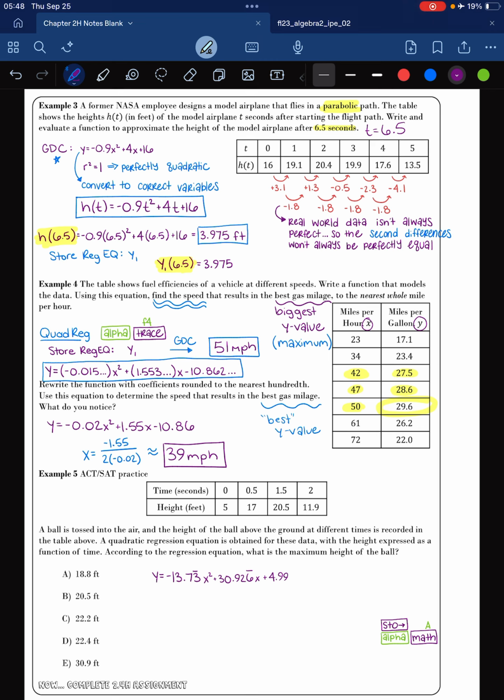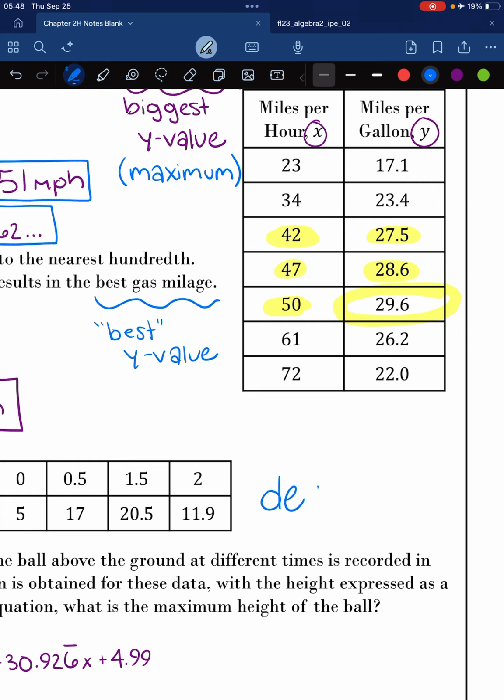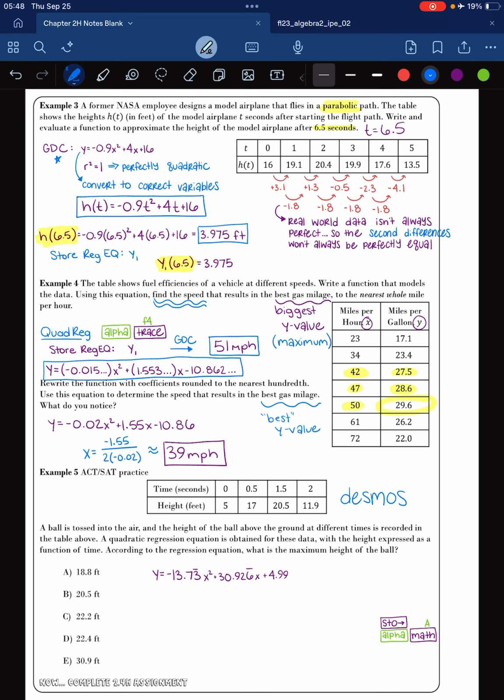Okay, and example 5. We have an ACT practice problem, but it is legitimately just making sure we can type that data in. On the ACT and SAT, we will have Desmos, and so we will also practice that in class to make sure that we know how to use it to do a regression equation really quickly. So in Desmos, we get that regression equation, and we can store that. It asks, a ball is tossed, quadratic equation. According to the regression equation, what is the maximum height?